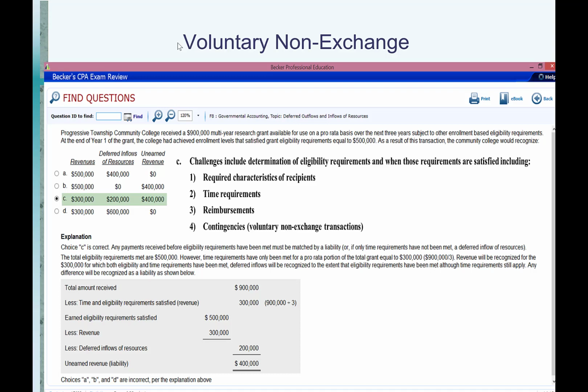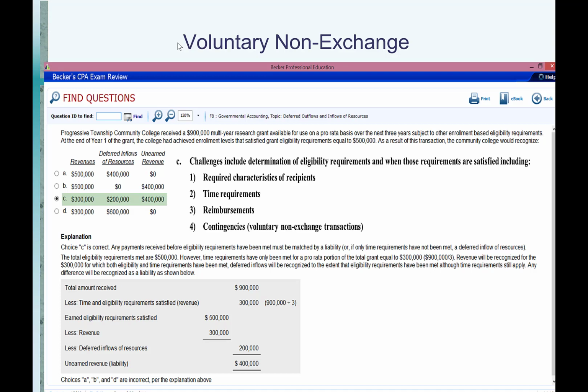A little bit hard to see on the screen here, but Progressive Township College received a $900,000 multi-year research grant available for use on a pro rata basis over the next 3 years, subject to other enrollment-based eligibility requirements. At the end of year 1 of the grant, the college had reached enrollment levels that satisfied grant eligibility equal to $500,000. So they're eligible for what? 500 of the 900,000, okay? And they tell us that what? It has to be used over a 3-year period.